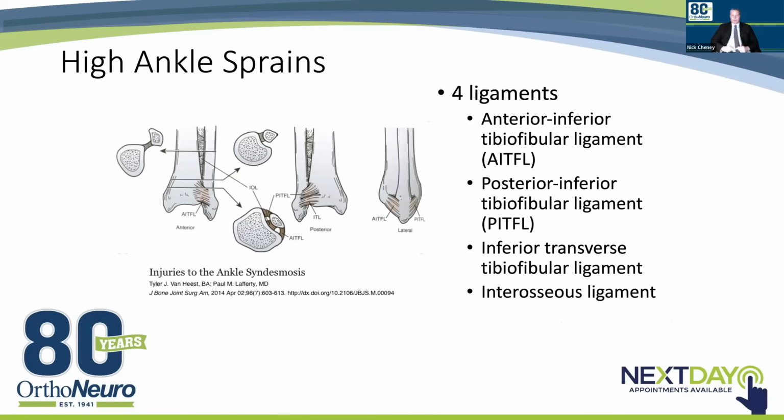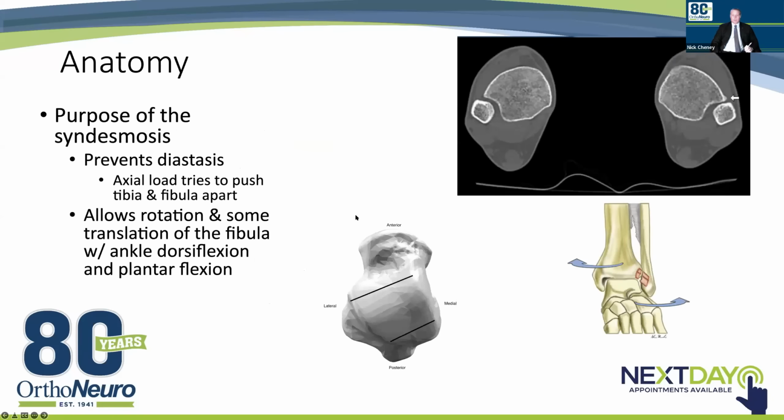So now we move on to high ankle sprains. An article out of JBJS in 2014 shows the anatomy. You can see how the fibula sits in this little groove on the tibia called the incisura. You've got your anterior inferior tibiofibular ligament, your interosseous membrane, and your posterior inferior tibiofibular ligament. And so what is the purpose of the syndesmosis?